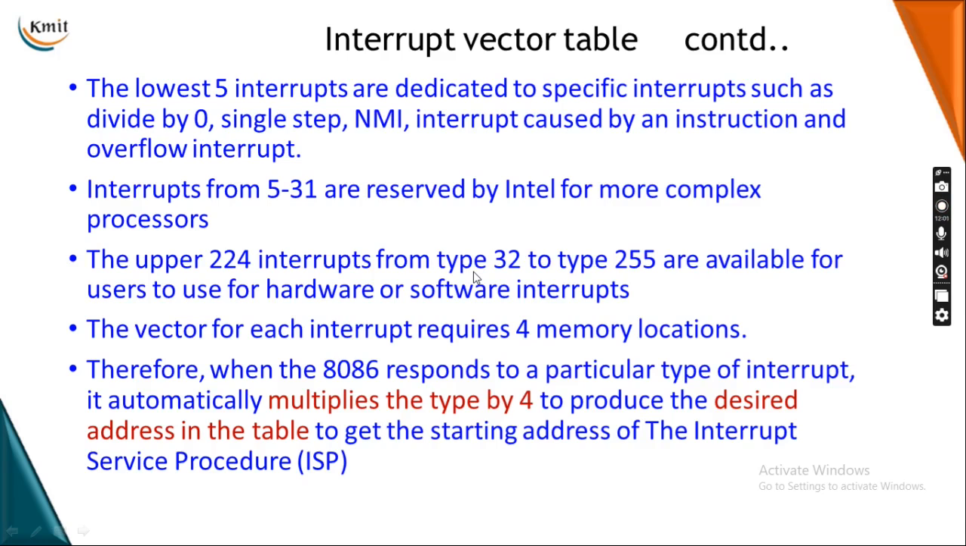The vector for each interrupt requires 4 memory locations. Therefore, when the 8086 responds to a particular type of interrupt, it automatically multiplies the type by 4 to produce the desired address in the table, to get the starting address of the ISP. Getting the point? As each type requires 4 memory locations, the type is multiplied by 4 to find the exact address of the interrupt service routine.